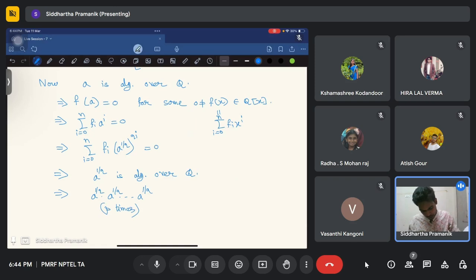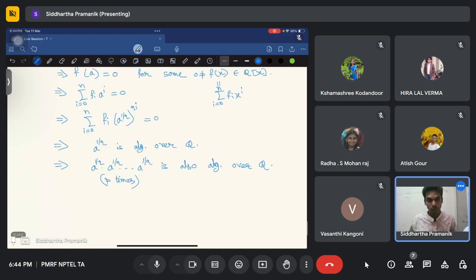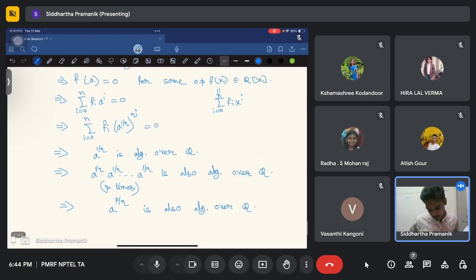So this product is also algebraic over Q, because product of algebraic elements are algebraic. Now what is this? This is just a^(p/q). So a^(p/q) is also algebraic. So this completes the proof.